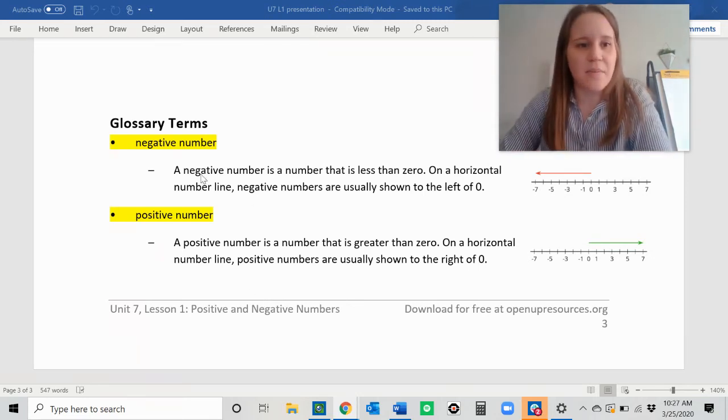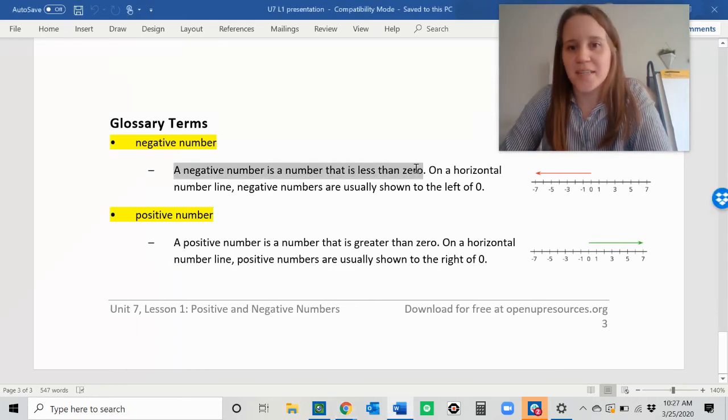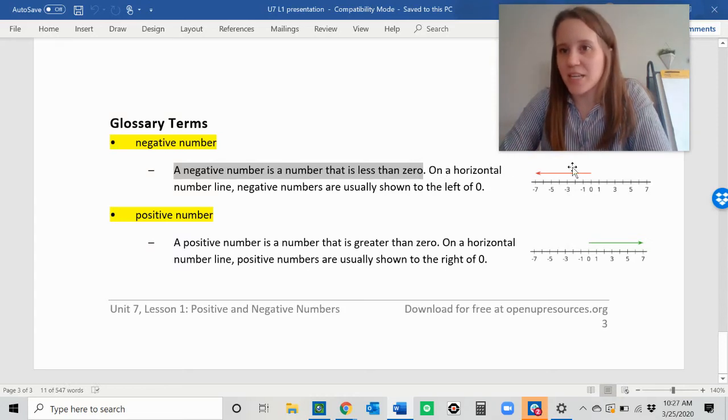Just as a note, team, I'm just writing this part. A negative number is a number less than 0. Okay. You could write the sentence, but actually I think the picture covers it. It says, on a horizontal number line, negative numbers are shown to the left. So instead of writing that sentence, I'm going to draw the picture. If you prefer to write the sentence, do that.